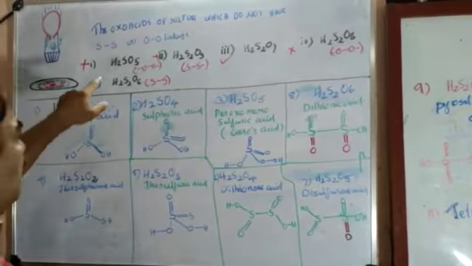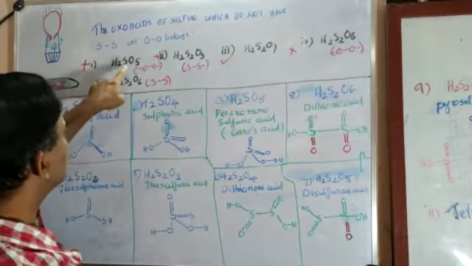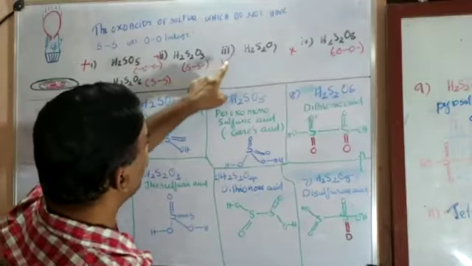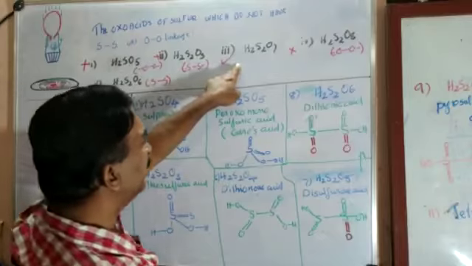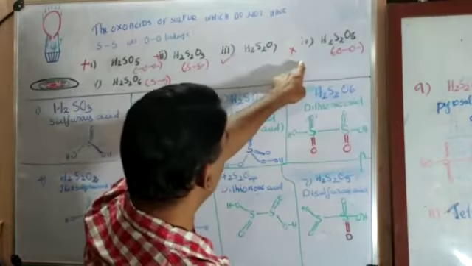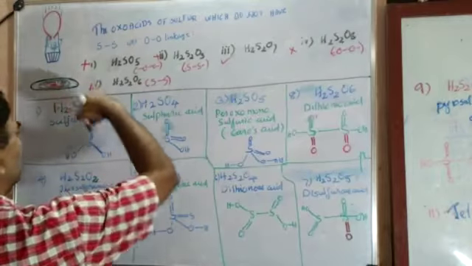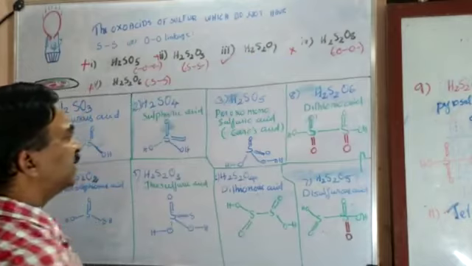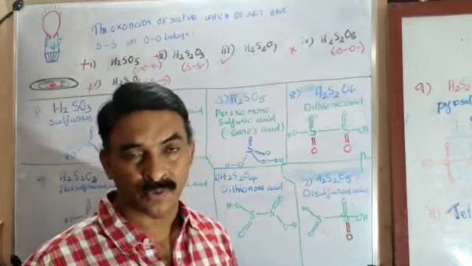The question is about those compounds which are not having S-S or O-O linkage. This cannot contribute to the answer. This cannot contribute to the answer. This can contribute to the answer because it is having neither. This cannot contribute to the answer. This cannot contribute to the answer. So this alone, only 3 is our answer, because that is having neither S-S nor O-O.